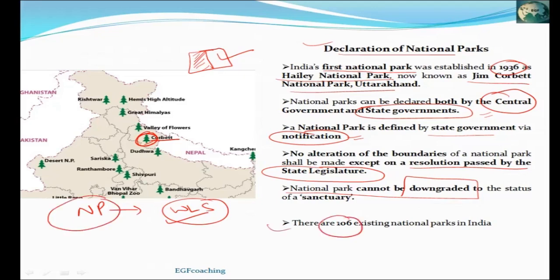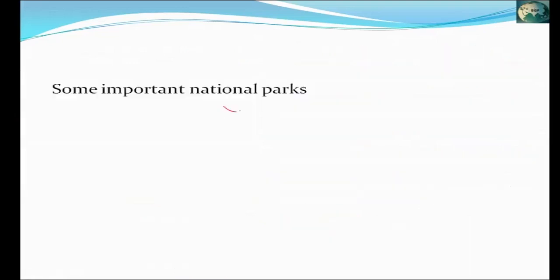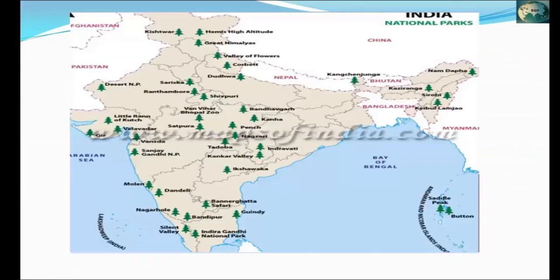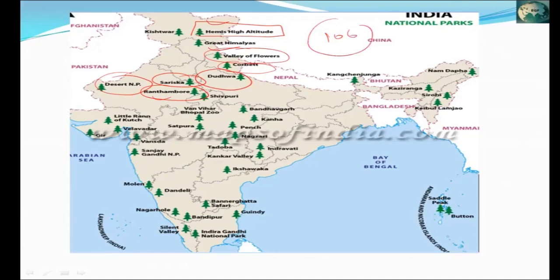There are 106 national parks currently in India. Let's see some of the important national parks. In this map, you can see Hemis National Park. It is located at high altitude, Great Himalayas. In Himachal, Jim Corbett National Park, and Valley of Flowers in Uttarakhand. In Rajasthan, there is Sariska, Ranthambore, Desert National Park, Dudhwa National Park in UP. Total national parks are 106. In this map, only important national parks are given. In MP, there is Shivpuri, Bandhavgarh, Kanha, Pench, Van Vihar, Satpura. Gir National Park in Gujarat, also Rann of Kutch. Here in Maharashtra, there is Tadoba, Sanjay Gandhi, Nagarhole, then Bandipur and Silent Valley in Karnataka.